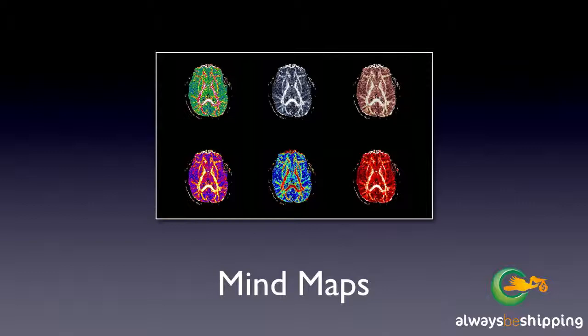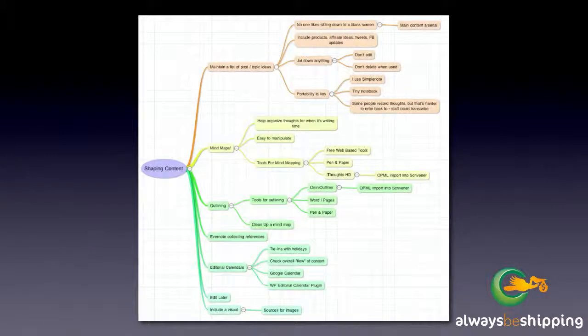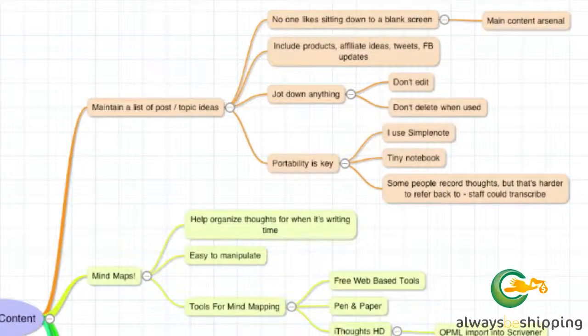So let's get off the hypothetical tomato growing example, and we'll show you a real life example of mind mapping. Now what's coming up on screen here is the mind map that I created when I was putting together the content that you're getting here in Module 2. So if you look at the very top branch, it's covering the video on maintaining a list of post and topic ideas, and it's been developed out into several branches, and then those branches have sub-branches.